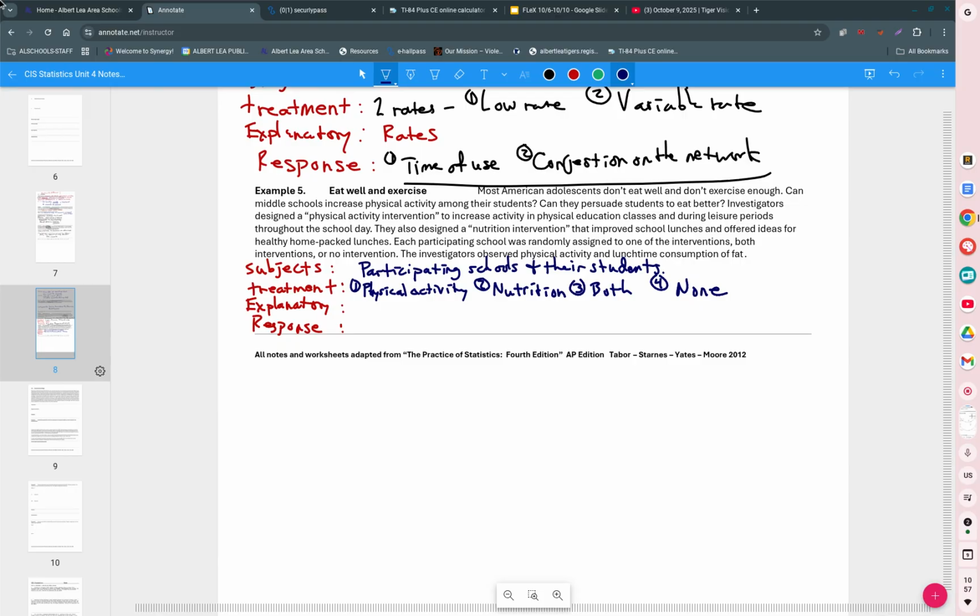Get my point? So there's actually four different treatments here that can be administered. Hard to come up with those four, isn't it? I missed it the first time I did it. The explanatory variable is the type of physical activity and nutrition plan.